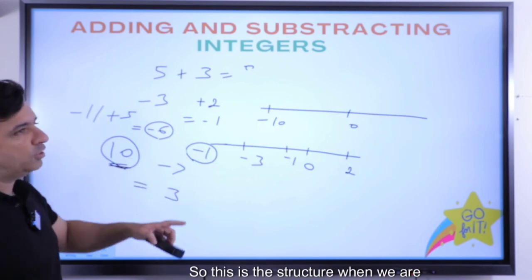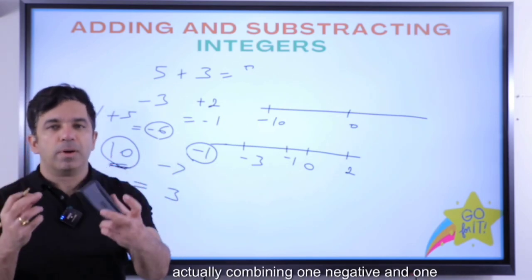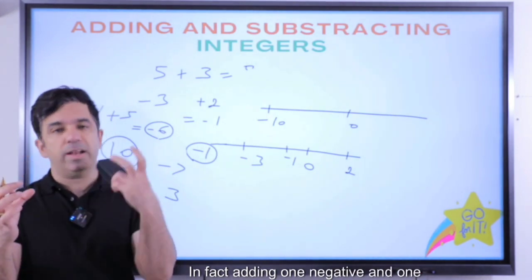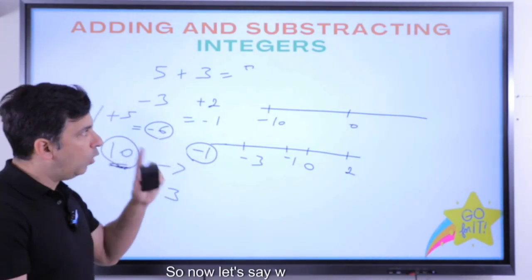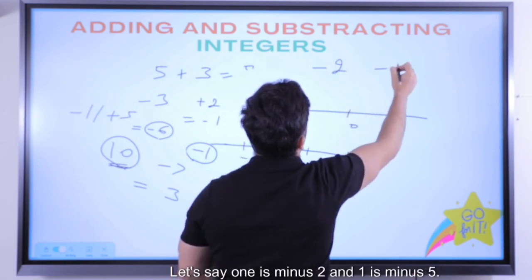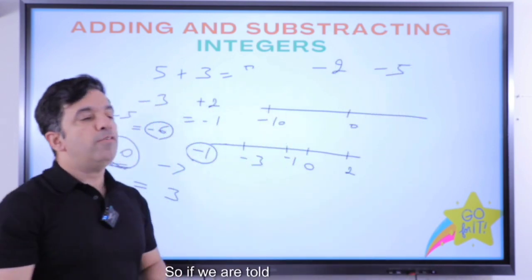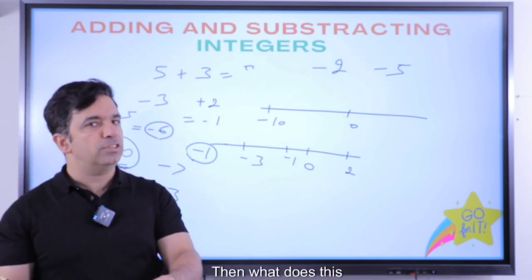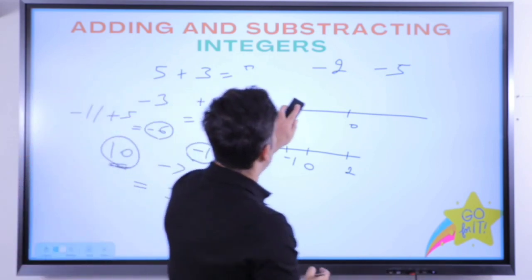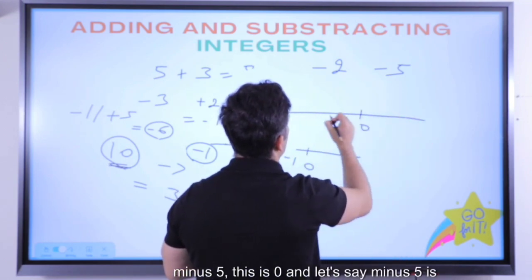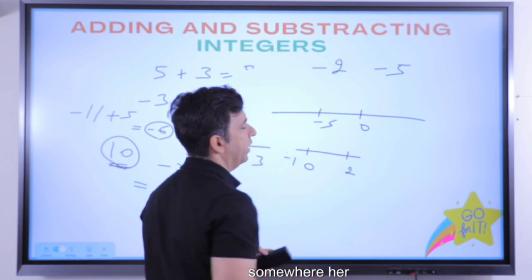So this is the structure when we are actually combining one negative and one positive integer. In fact, adding one negative and one positive integer. So now let's say we are given two negative integers. Let's say one is -2 and one is -5. So if we are told to add -2 and -5, then what does this mean? So let us actually start with this number -5. This is 0, and let's say -5 is somewhere here.